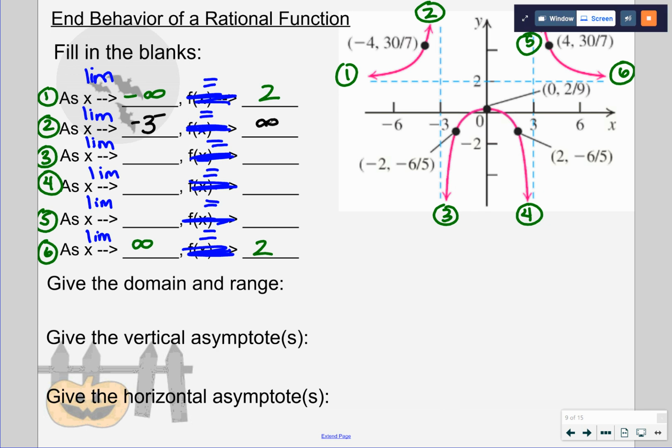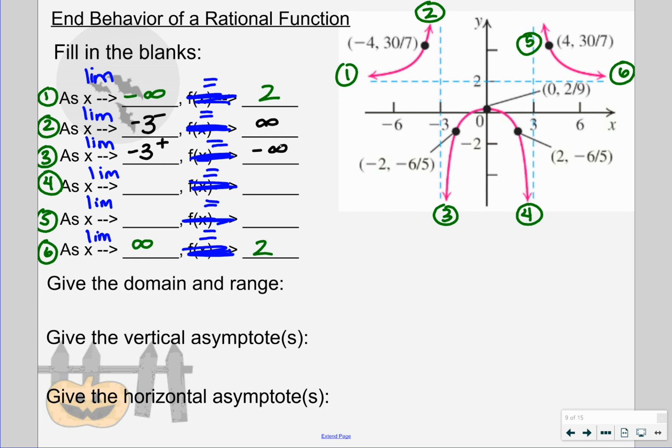Okay, what about number 3? What do you think the x is getting close to there if I were to extend that line? Negative 3, but what side is it on? The right. So we put a plus. Does that make sense why that's on the right side of the asymptote? It's on the right side of that line. Okay, what's the y getting close to? Negative infinity.